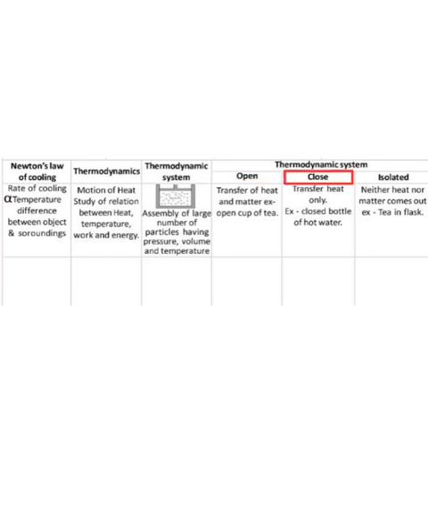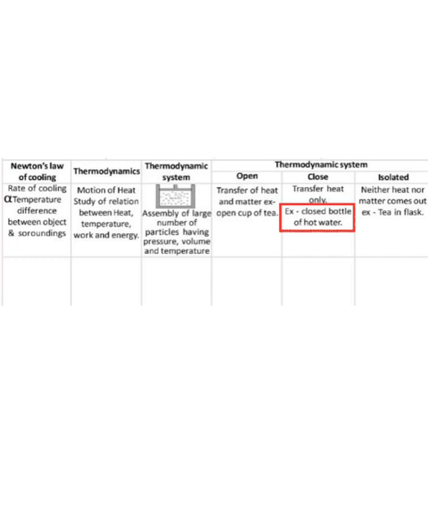Open, closed, isolated. Open allows the transfer of heat and matter, both. Open cup of tea, example. Closed allows the transfer of heat only. Tea in a closed bottle. Only heat comes out, no vapor. In the first one, open cup of tea, heat and vapor comes out.